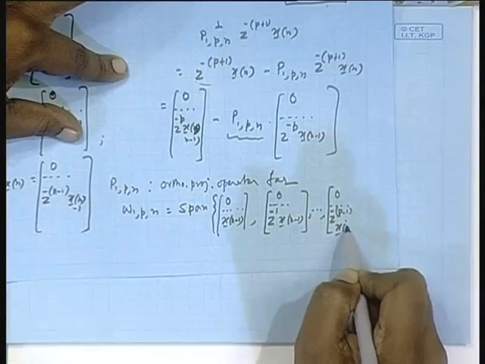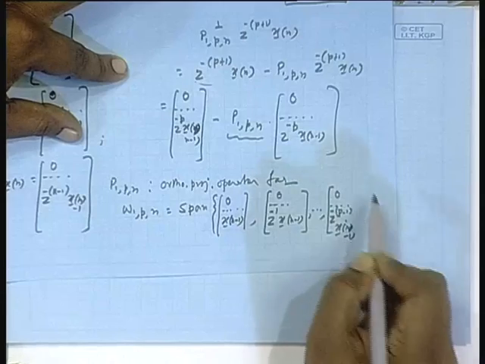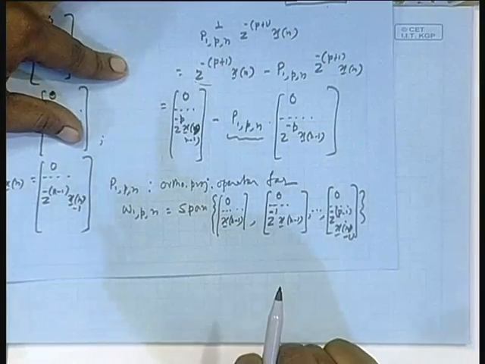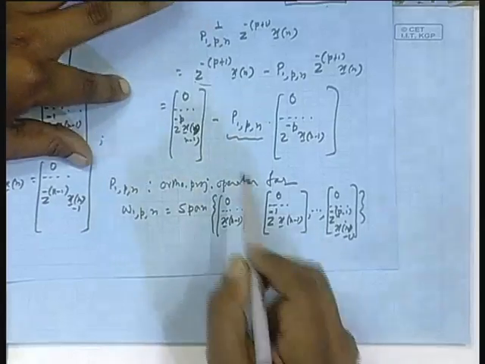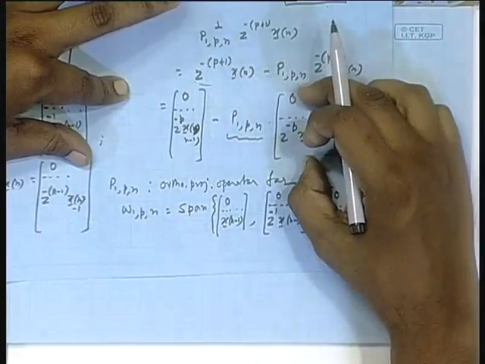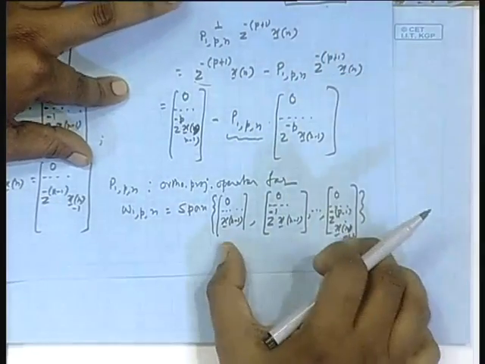These details are not there, x n minus 1, sorry. Okay. So, that means what is this overall projection? This overall projection means this guy is to be projected on this space.